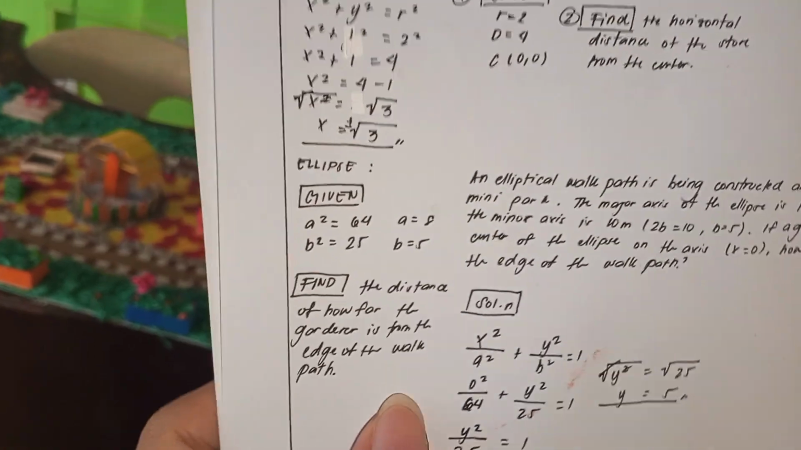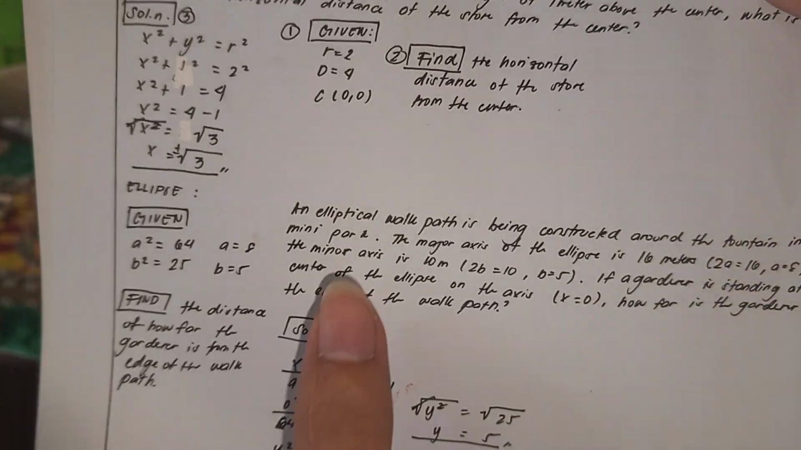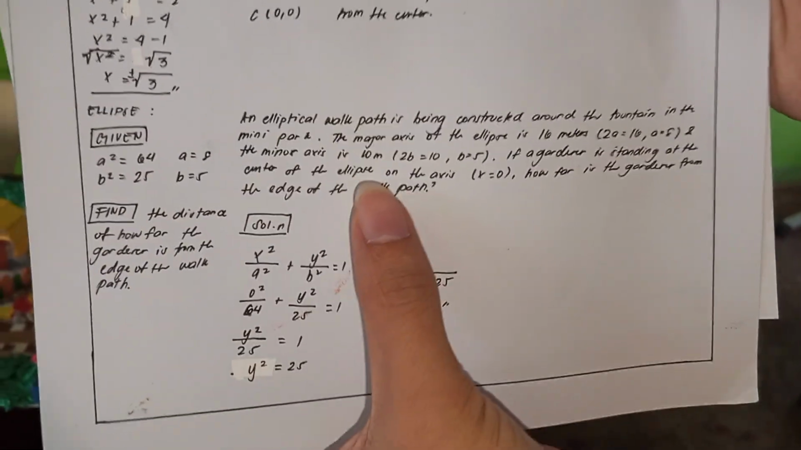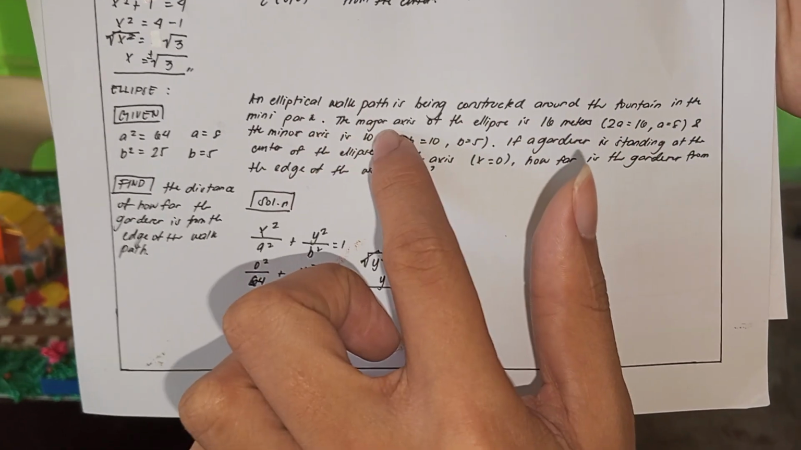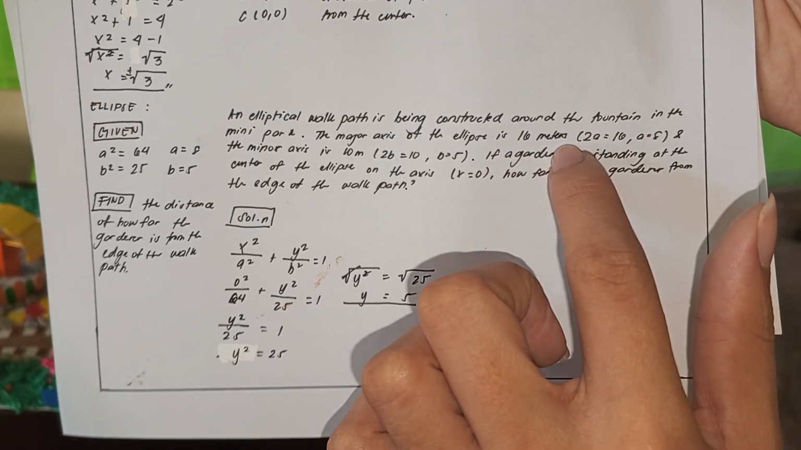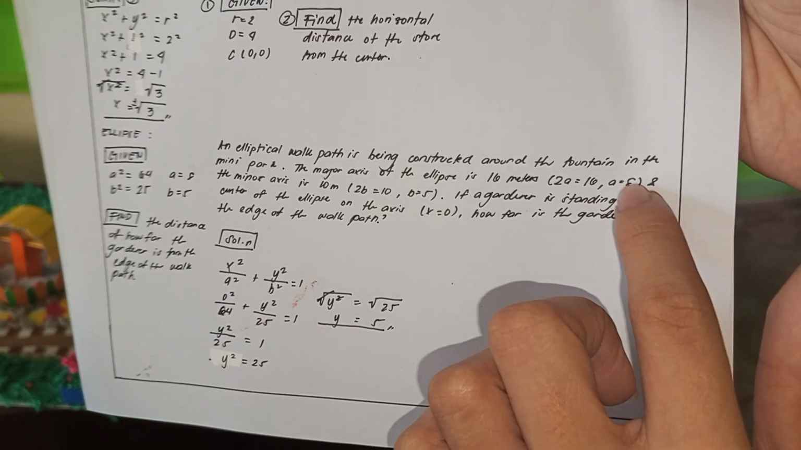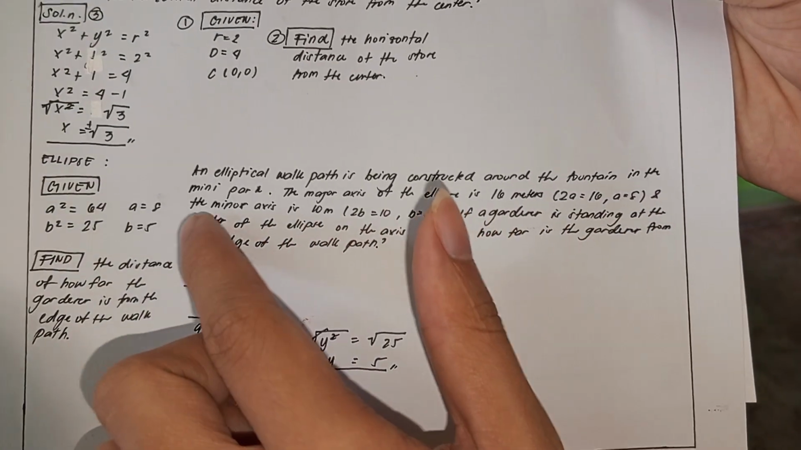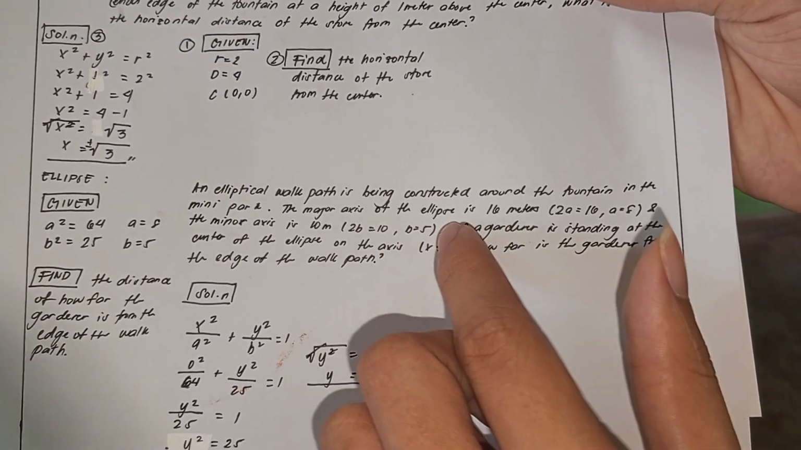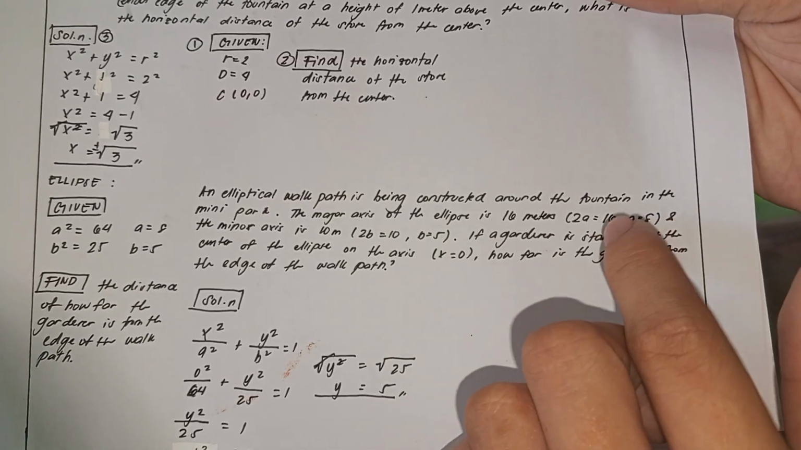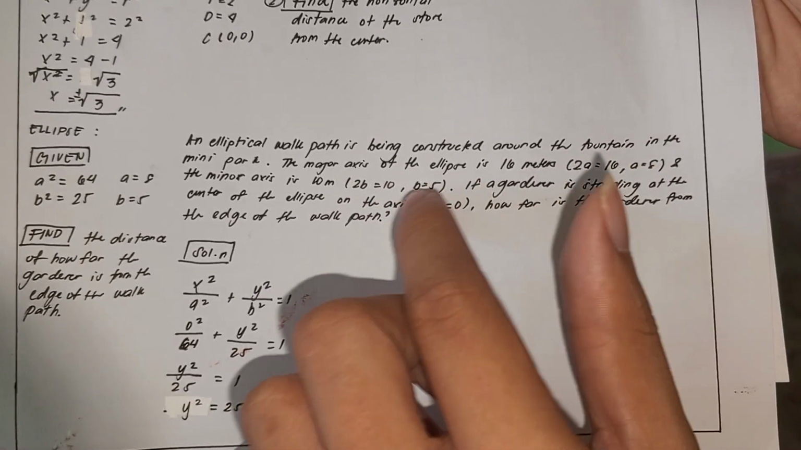Now we move on to the second problem, the ellipse. We read the problem. An elliptical walkpath is being constructed around the fountain in the mini park. The major axis of the ellipse is 16 meters. So this is 2a equals 16, a equals 8. And the minor axis is 10 meters. 2b equals 10, b equals 5. We just get 8 by 16 divided by 2, and same goes for 10 divided by 2.